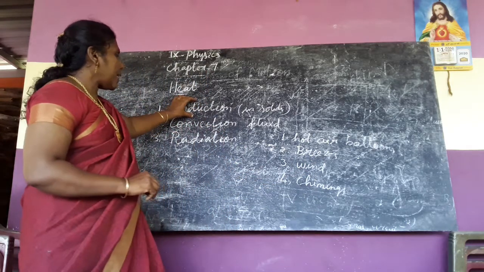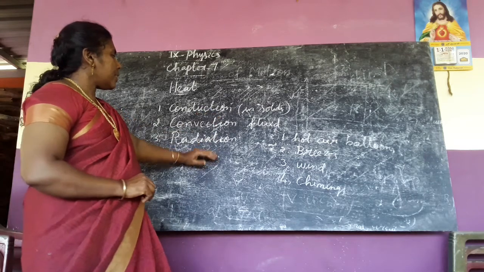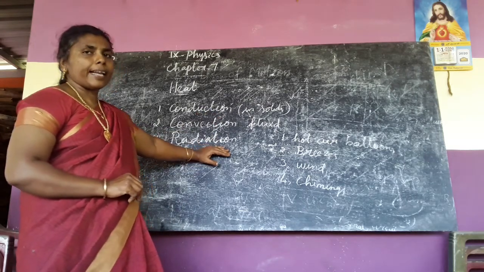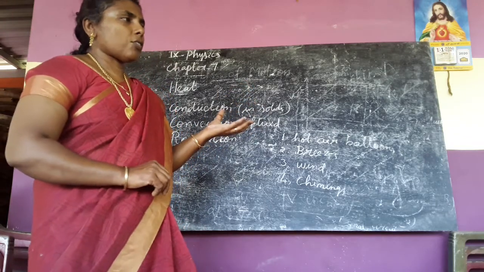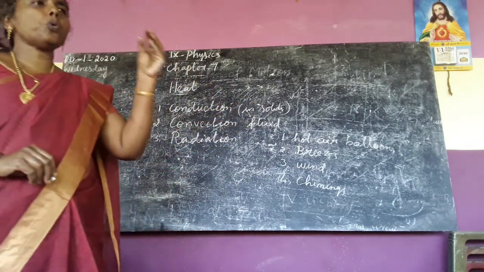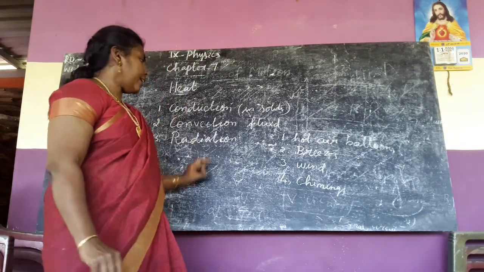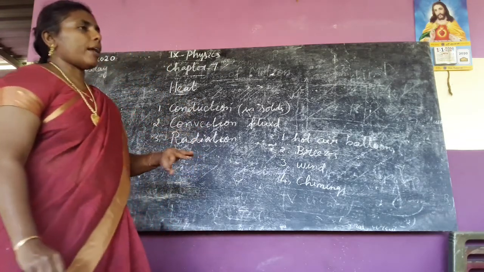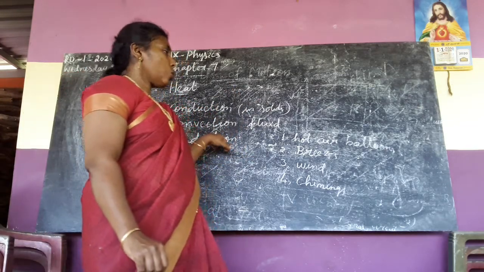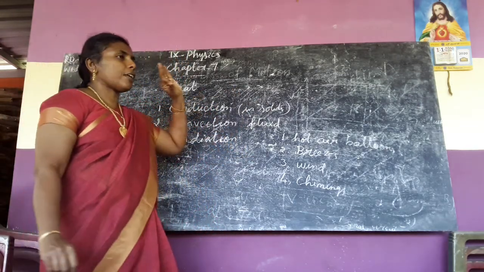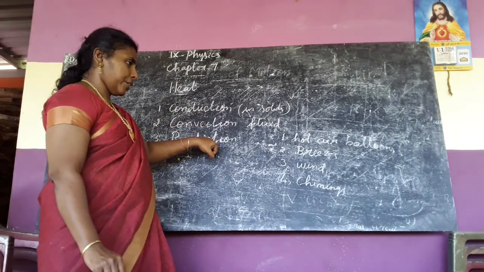So we have learned conduction, and convection also we have learned. The next one we have learned about is radiation. What is radiation? The heat transfer from one place to another in the form of electromagnetic waves. This is only radiation. So far we have learned the three ways of heat transfer: conduction, convection and radiation.